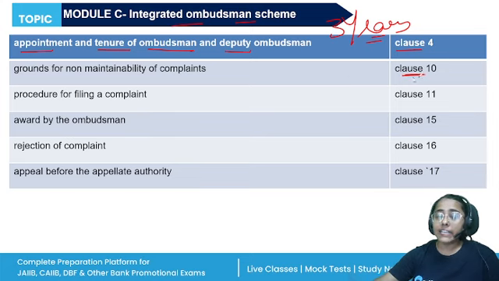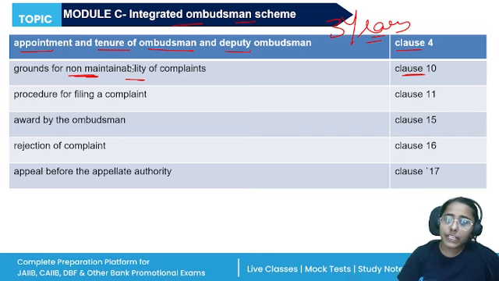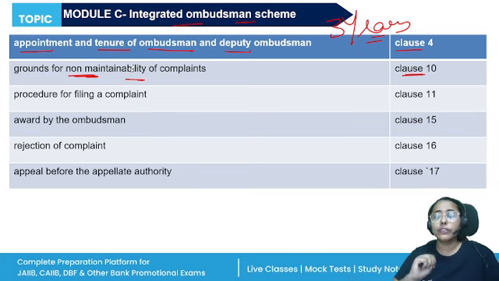Then we have clause 10, which talks about the grounds for non-maintainability of complaints. These complaints will not be dealt with by the ombudsman: a commercial judgment of the regulated entity, a dispute between a vendor and the regulated entity, grievances not directly addressed to the ombudsman, general grievances against the management, disputes involving the employee-employer relationship, and services not within the regulatory purview of RBI. So these complaints become non-maintainable and RBI is not going to deal with them.